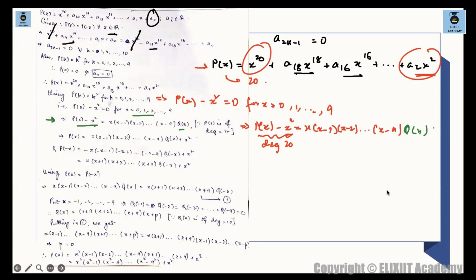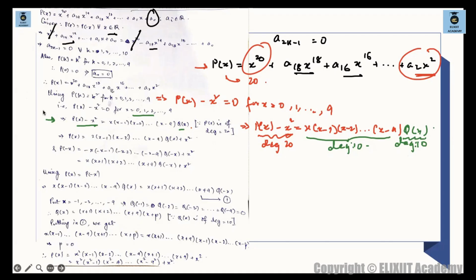So what is the degree of Q(x) now? The degree of Q(x) is 10. Why? Because 10 many values are there, so 10 plus 10 will give you 20. Anyways, so this is basically your Q(x).